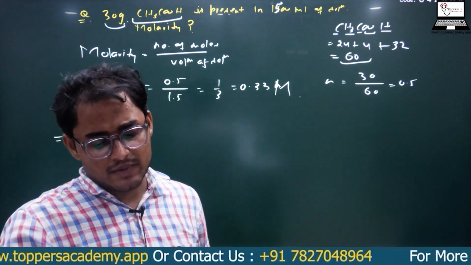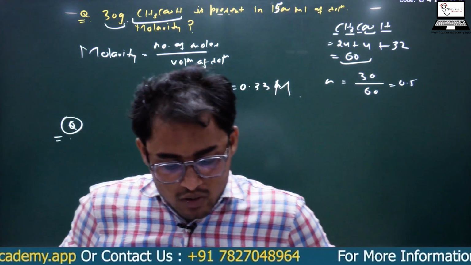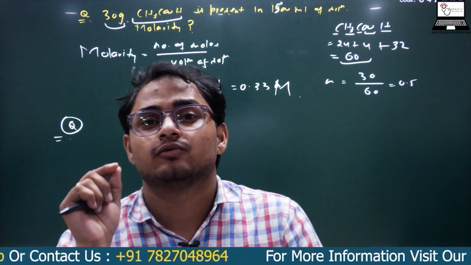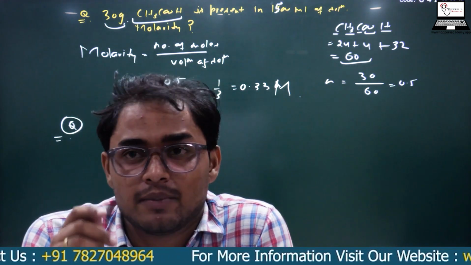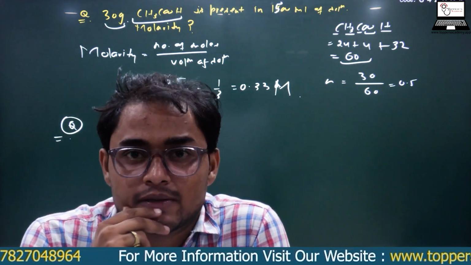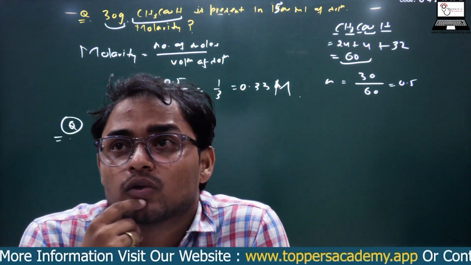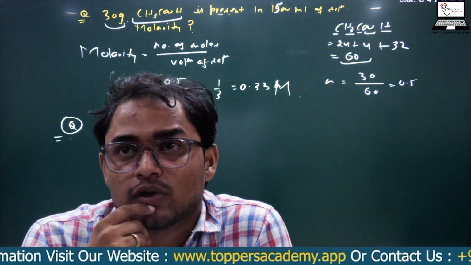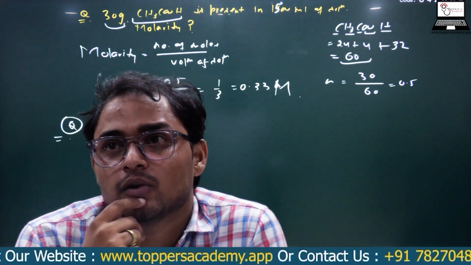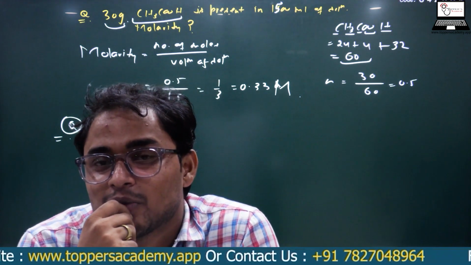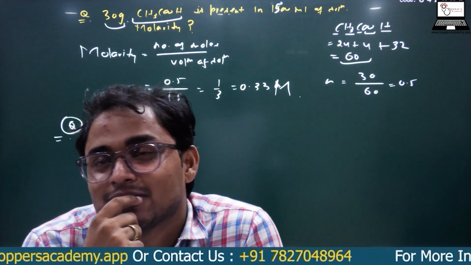These are the formula based questions that you can solve. If you have the volume in terms of ml, you will change it in terms of liter. And if you do not have moles of solute, first of all you will calculate the moles of solute by using the formula number of moles is equal to amount in gram upon molecular mass.